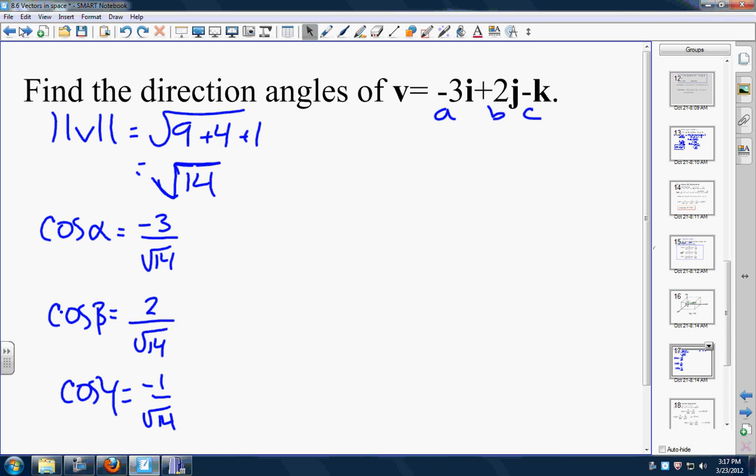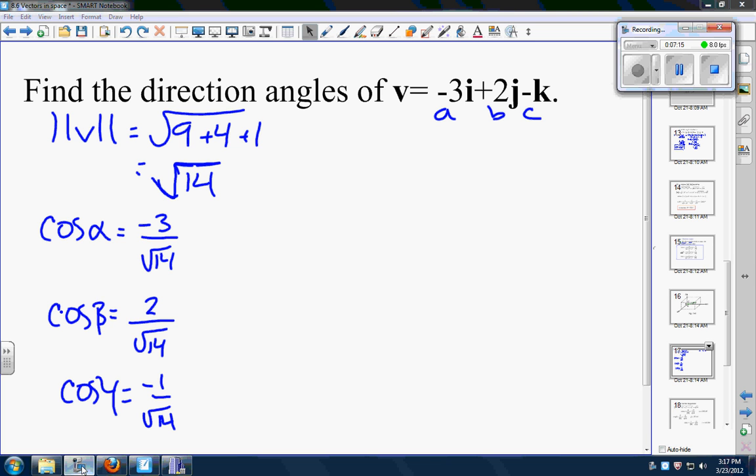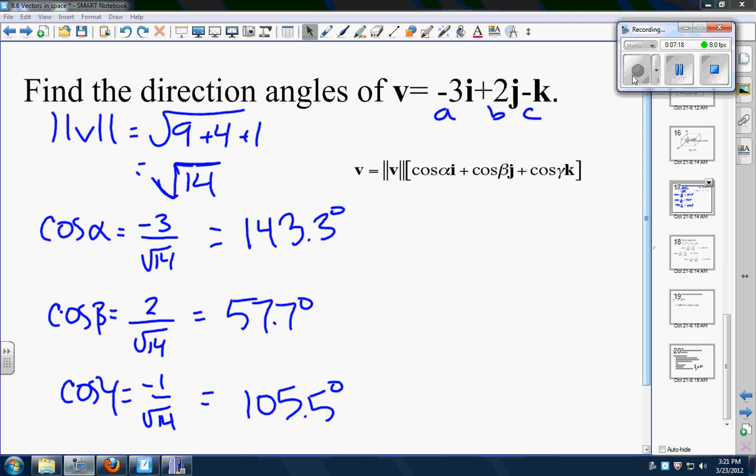I'm going to pause it here, throw these in the calculator real quick, and see if you guys agree with my angle. All right, so we punched it in our calculator. We found alpha 143, beta 57.7, and lambda 105. Now that doesn't tell us exactly where it is, just how it interacts with each axis.